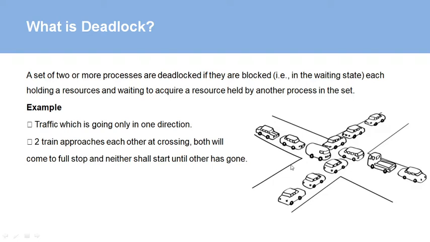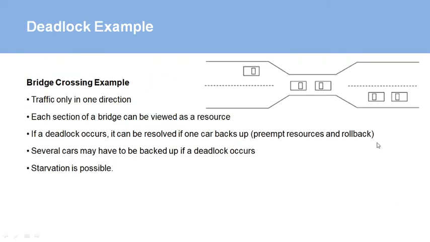So we can take a bridge crossing example. In this bridge crossing example, there is traffic only in one direction, and each section of the bridge can be viewed as a resource. So if there is a deadlock, it can be resolved only if a car goes back, that is, the car is preempted or rolled back. Then only the other car can go through that bridge. So several cars may have to be backed up if the deadlock occurs, and there may be a problem of starvation. Now starvation means an indefinite blocking, but it is not an infinite blocking.